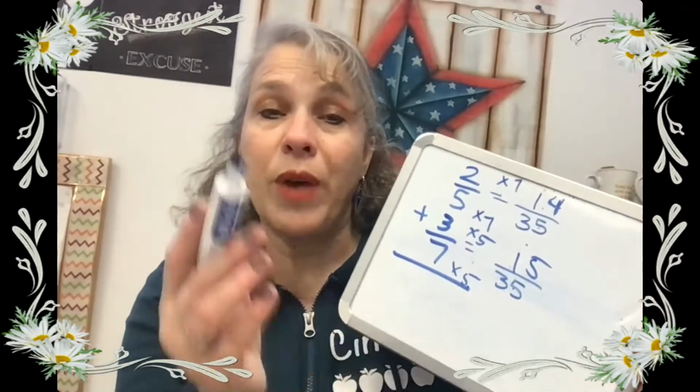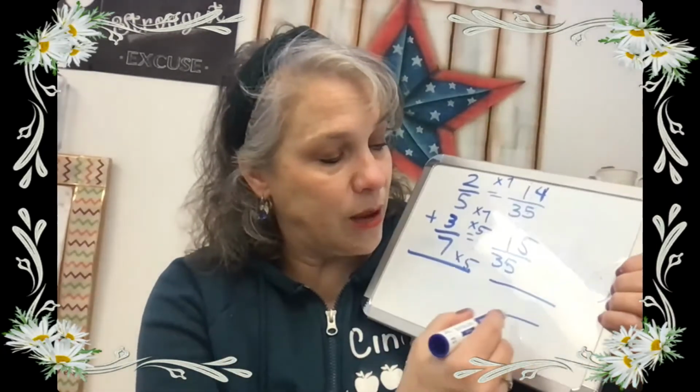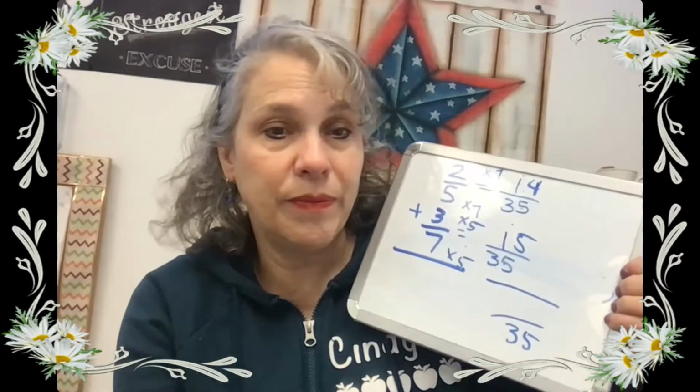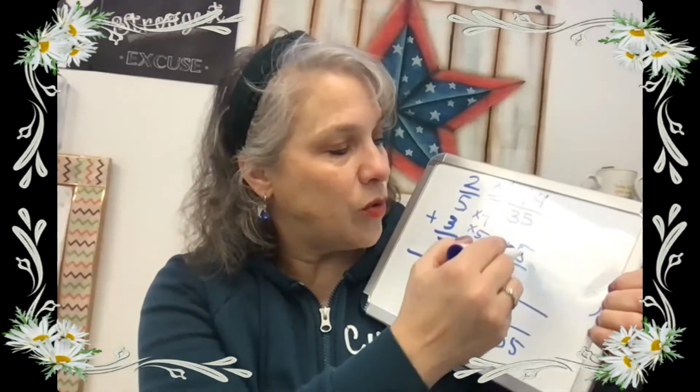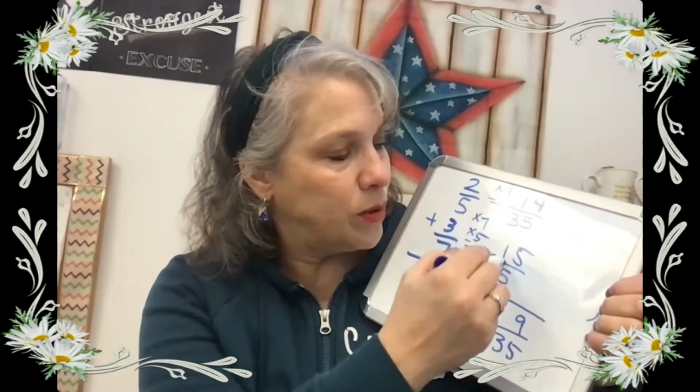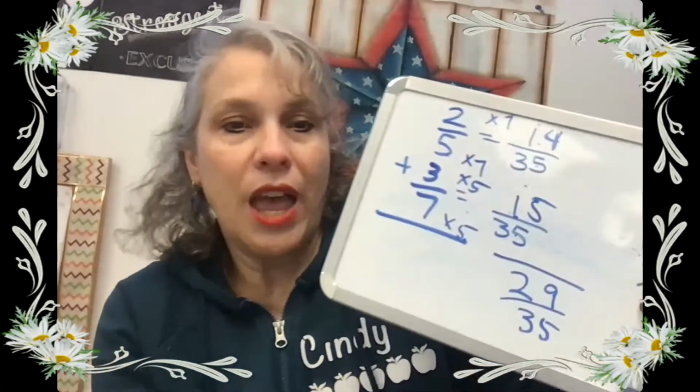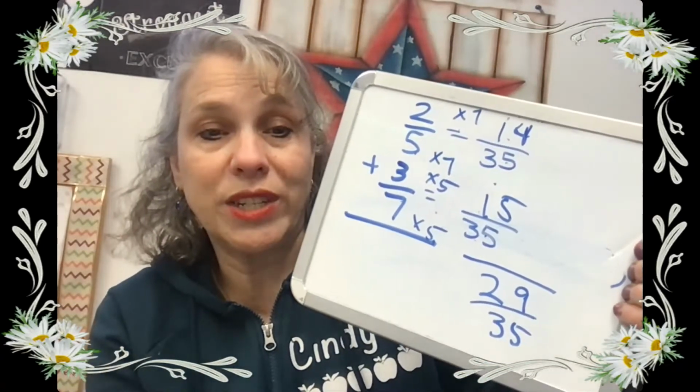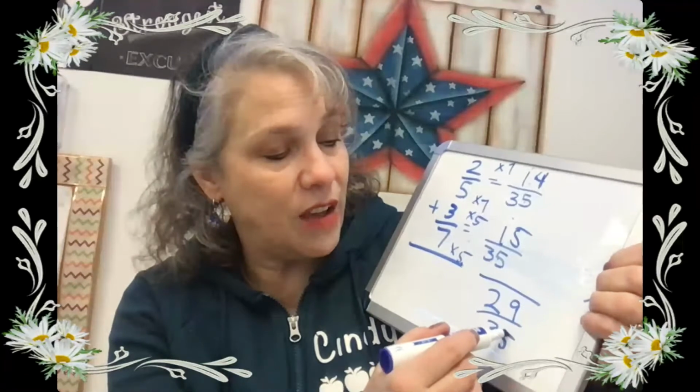And now I'm going to go back to my original rule about adding fractions. I keep the denominator the same, and I add the numerators. 4 plus 5 is 9. 1 plus 1 is 2. And that's my answer, 29 over 35.